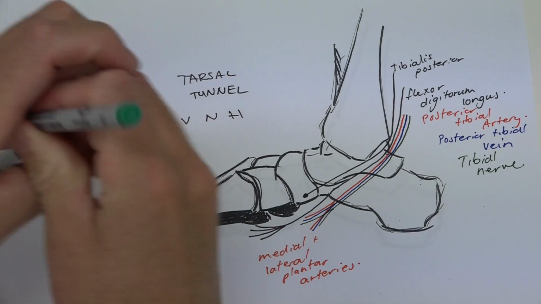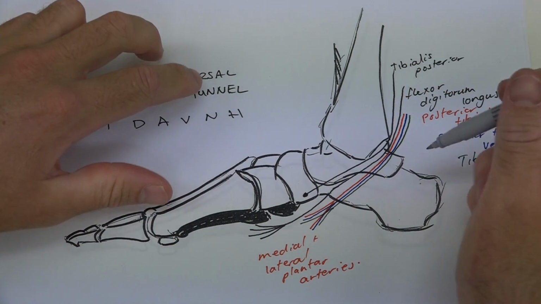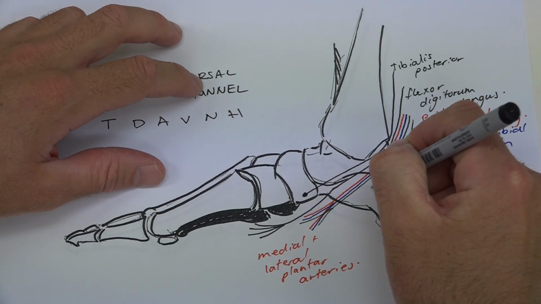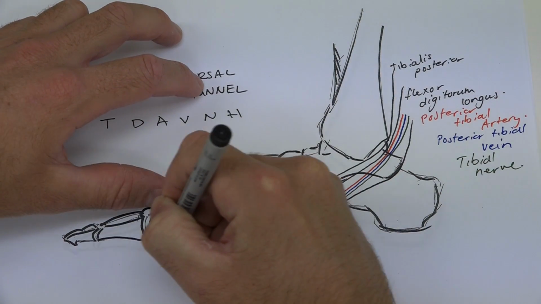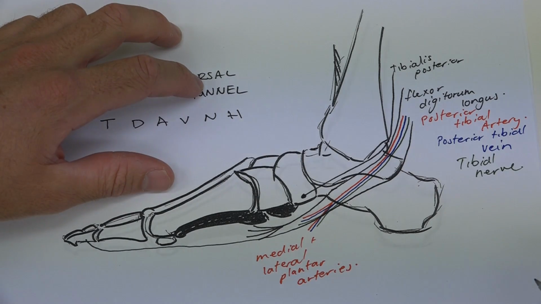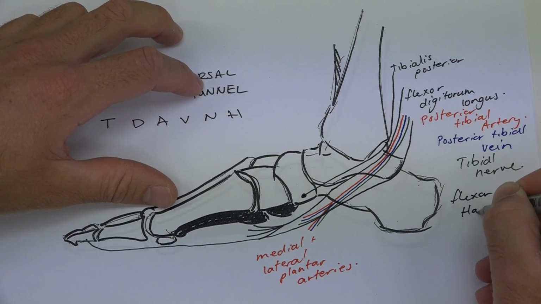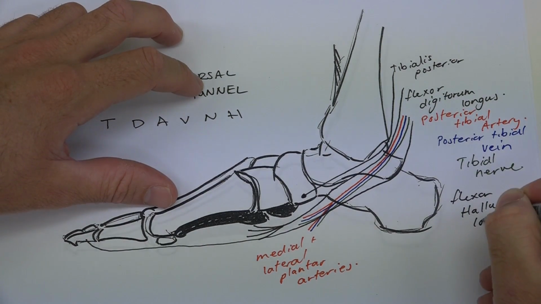Then finally, the last tendon that we'll have will be the flexor hallucis longus, and that would pass around the talus and would come down and go all the way to the distal phalanx of the great toe. So flexor hallucis longus.